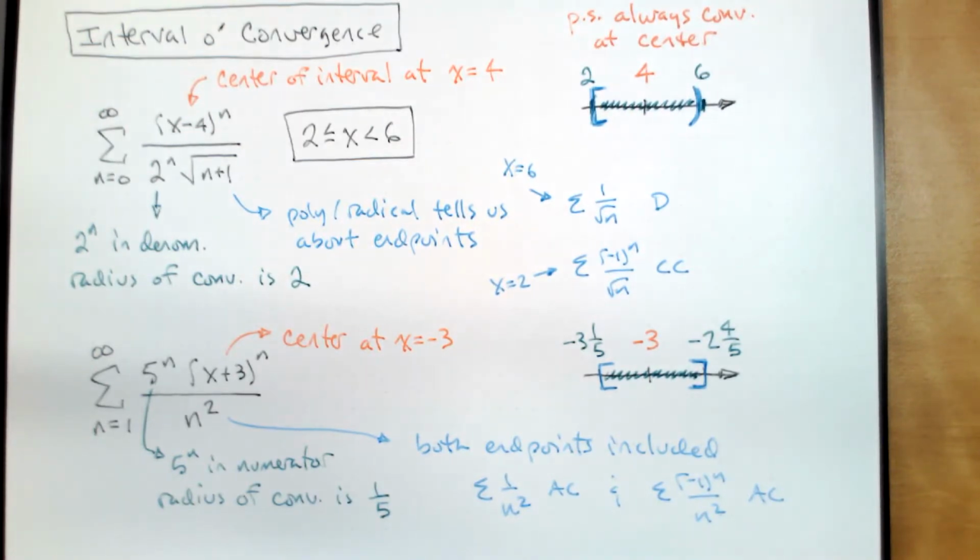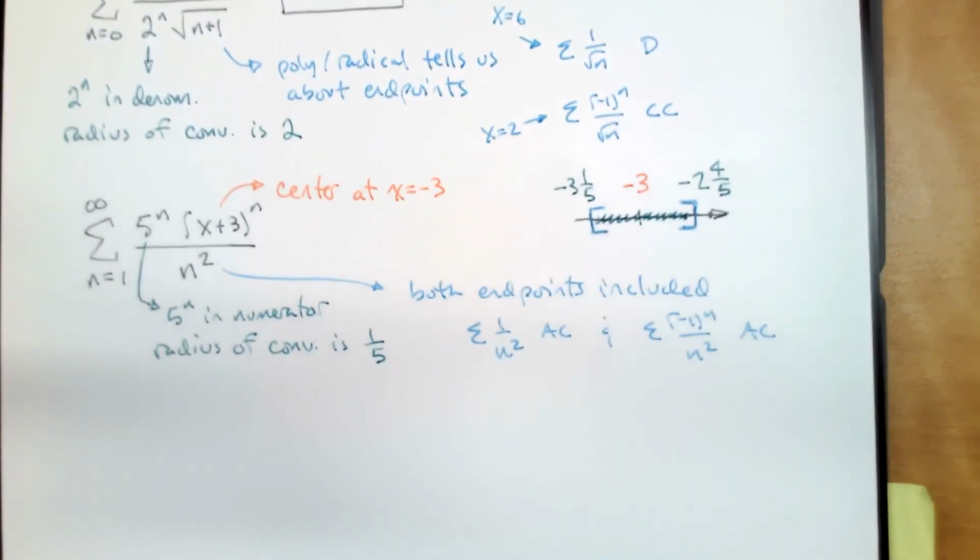Alternating is the primary way we get conditional convergence, but we should always be looking for absolute convergence first. So the alternating doesn't matter because the absolute value is 1 over n squared, and that's still convergent. Alternating will make it converge faster, but that doesn't matter. We get absolute convergence, so both endpoints are included in the interval of convergence.